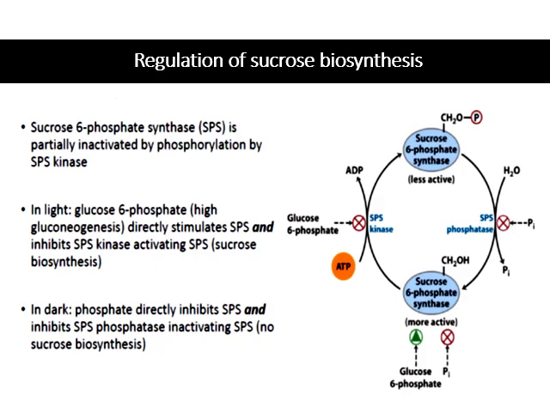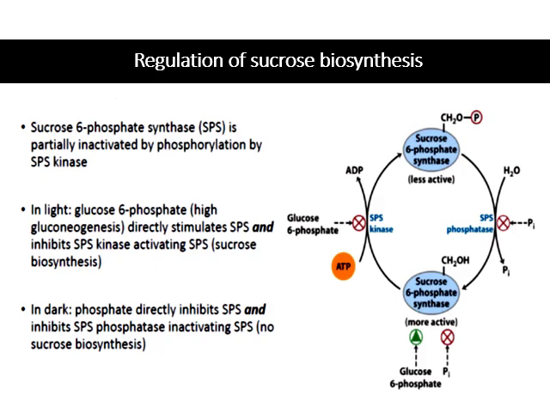So you can see this molecule, glucose 6-phosphate. It directly stimulates this SPS kinase. It inhibits SPS kinase by activating sucrose 6-phosphate synthase. And in dark conditions, this phosphate directly inhibits.